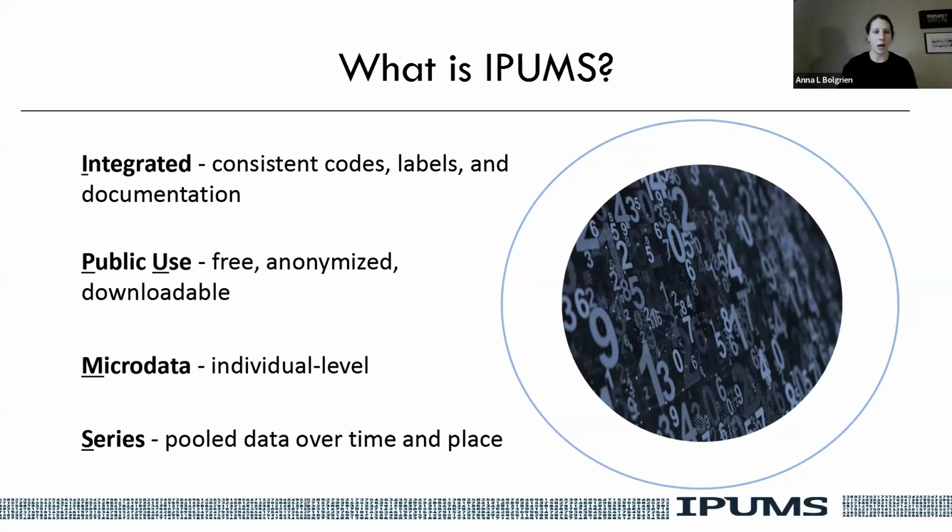All IPUMS data are publicly available, free, anonymized, and downloadable. Most, though not all, of the IPUMS data are microdata, which includes individual level data. And because of our tenet of integration and harmonization, we strive to produce a series of data pooled across time and place. This facilitates analysis across time and place within a particular data set.